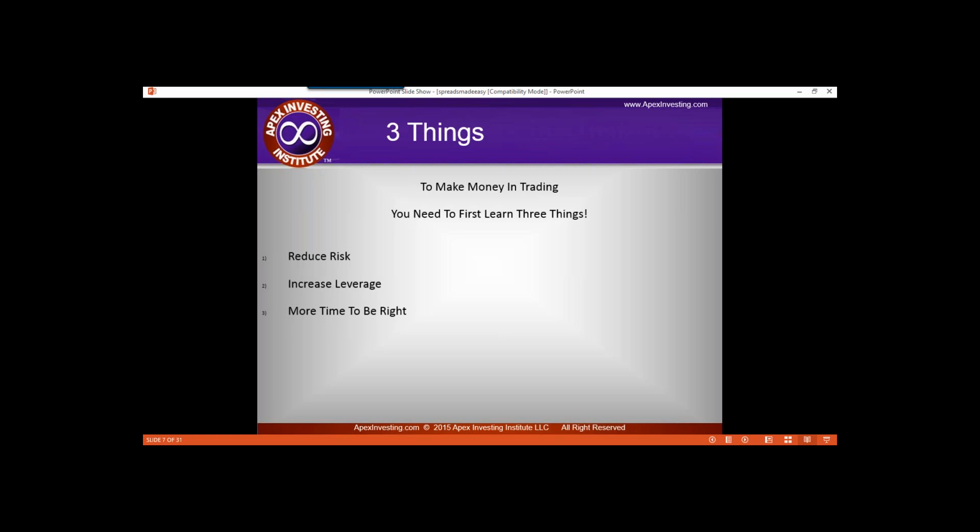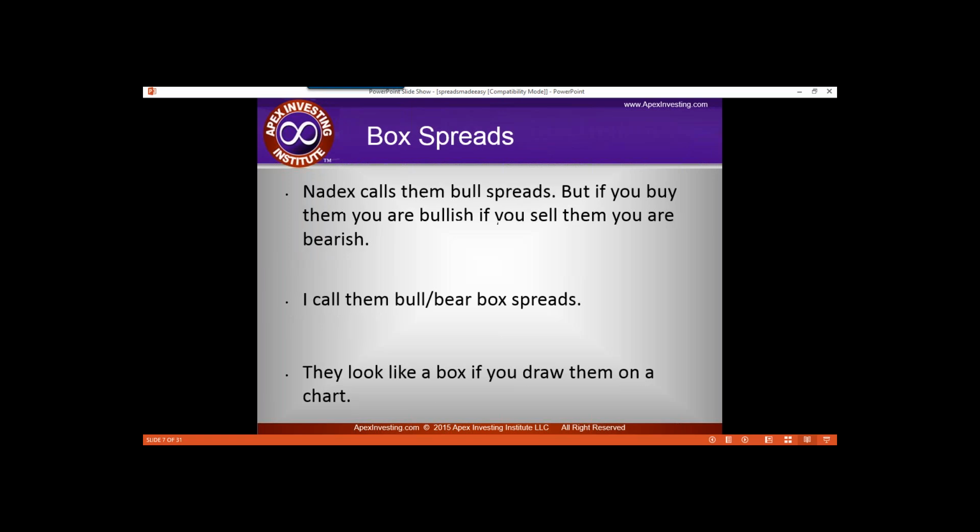And you have to understand that, yes, maybe you're right. Maybe the market is going up, but you might need a little more time to be right. Maybe it's going to pop down against you just a little bit and then go up. So how can you protect yourself with that? We're going to talk about how to use Nadex spreads.